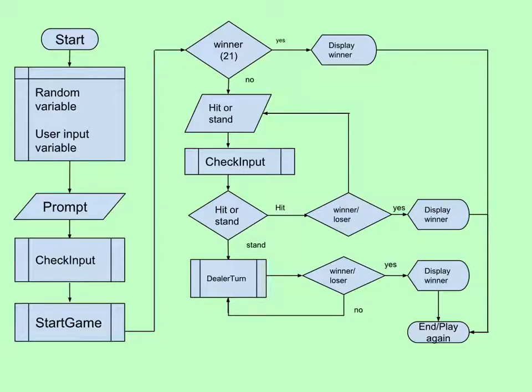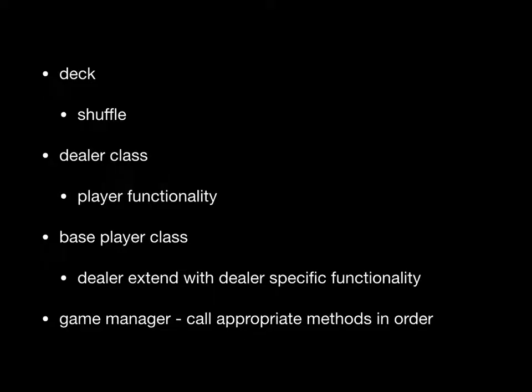Then I created a flowchart based on my proposal that outlined how the game would work and when there will be checks for winners. So I started off by creating my deck. My deck was an array of JSON objects. Then I created a deck class and a shuffle function for it.